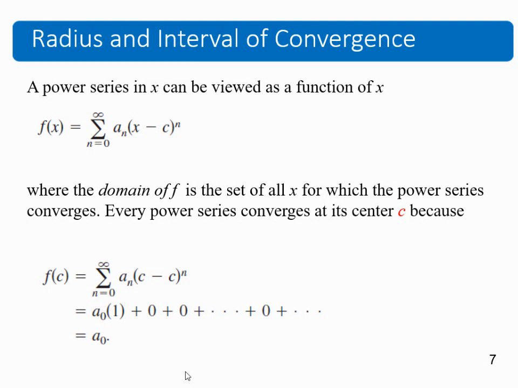And the reason is because when you substitute c in for x, it will turn all the expressions which you have to the nth power to 0. And so if you substitute 0 here, you'll get 1, and then you'll just be left with your leading coefficient. If this started off at 1, then your power series will converge to 0. In any case, just remember that wherever it's centered about, it will always converge at its center.